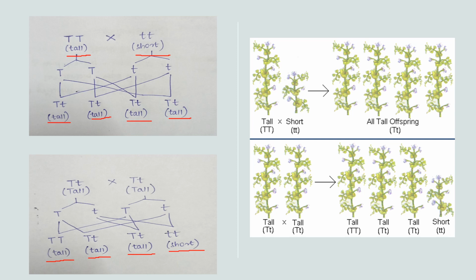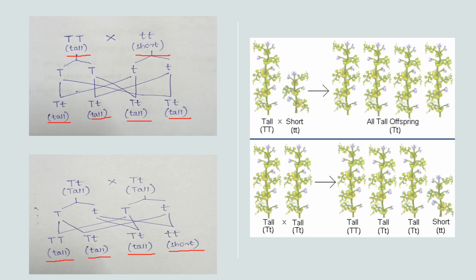So the genotypic ratio and the phenotypic ratio is 1 is to 0. That is, all are tall, there is no short. Hence it is 1 is to 0. And genotypic ratio, all have capital T and small t. Hence it is 1 is to 0.